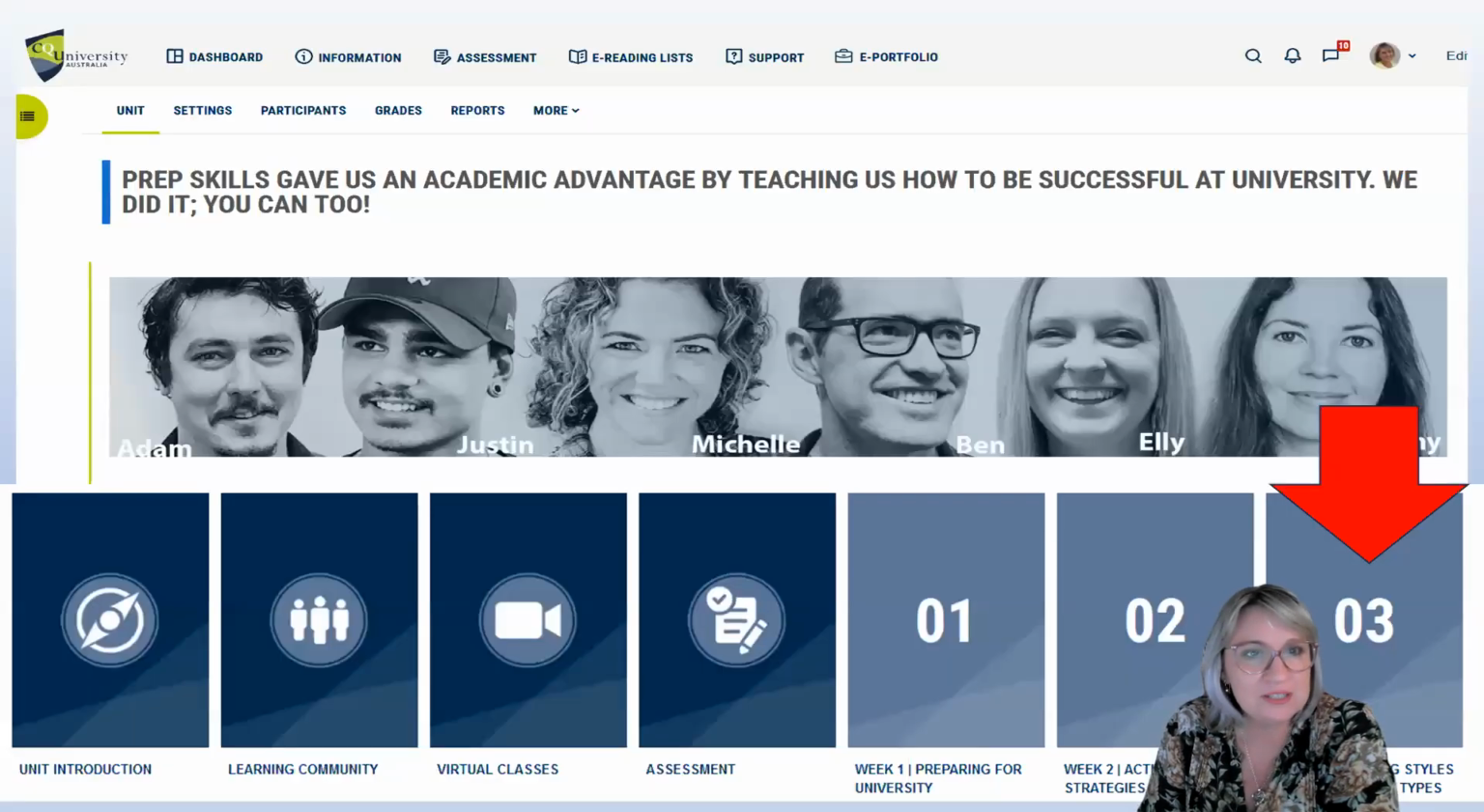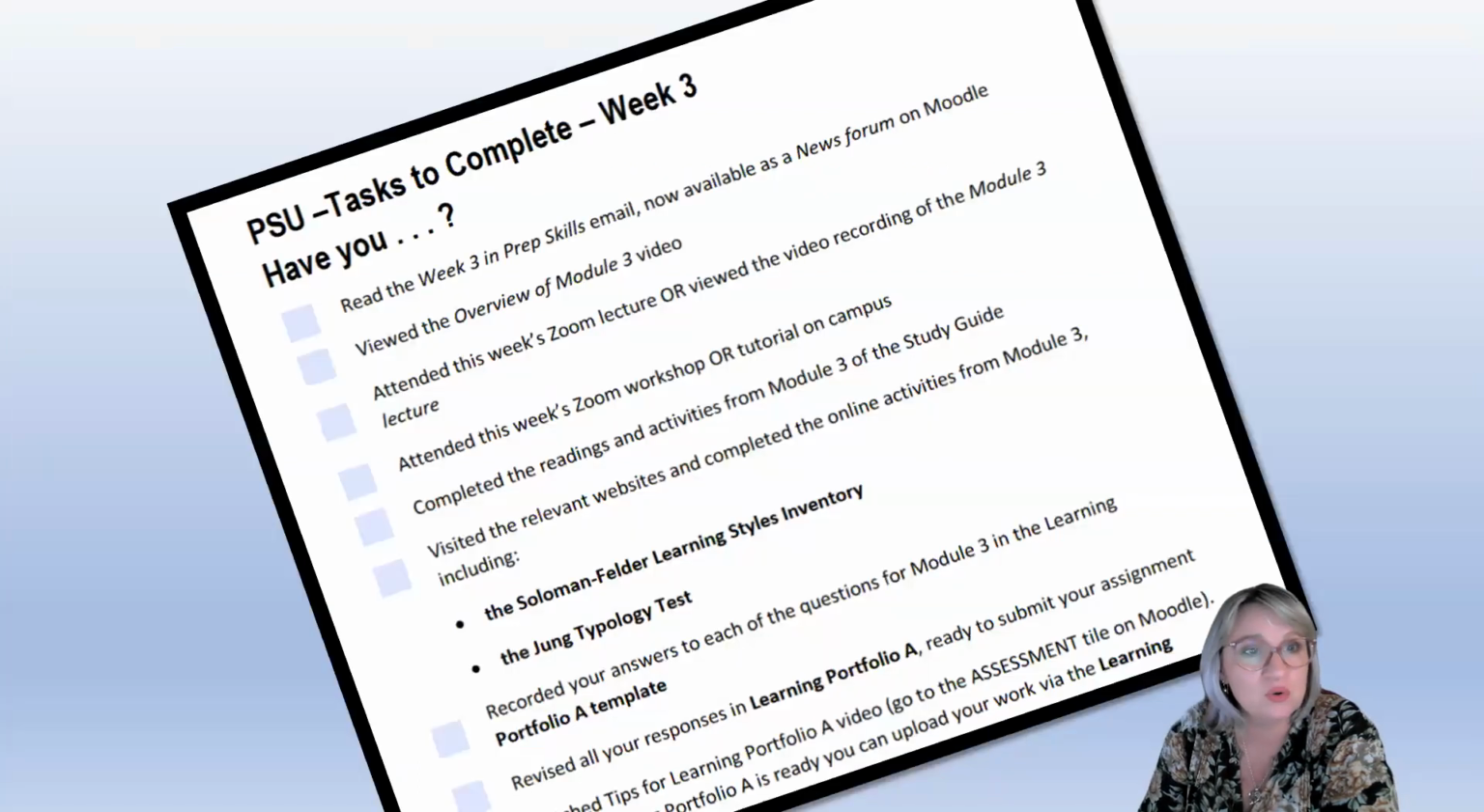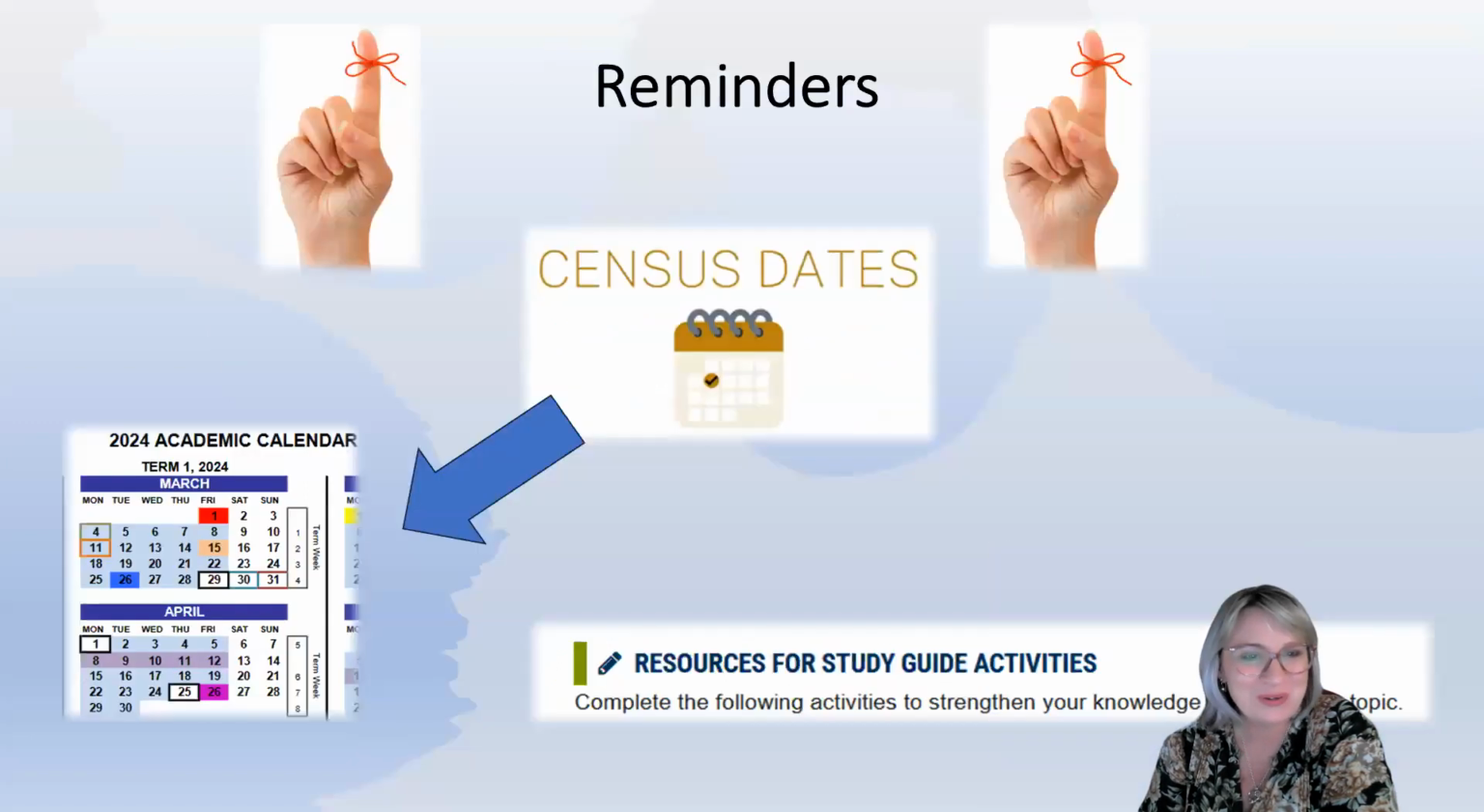Okay, let's have a look at where we need to go this week. We're looking into the week 3 tab. When you go in there, don't forget to have a look at your tasks to complete for the week, right? Once you tick them off, then you know, yes, I've done this week's work. So there are a few reminders.